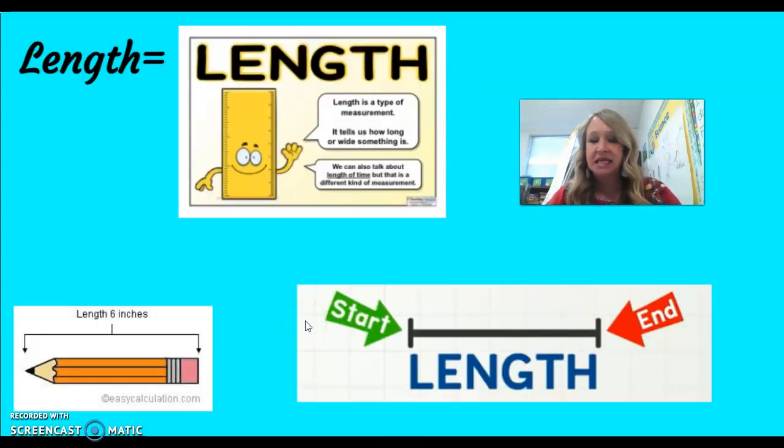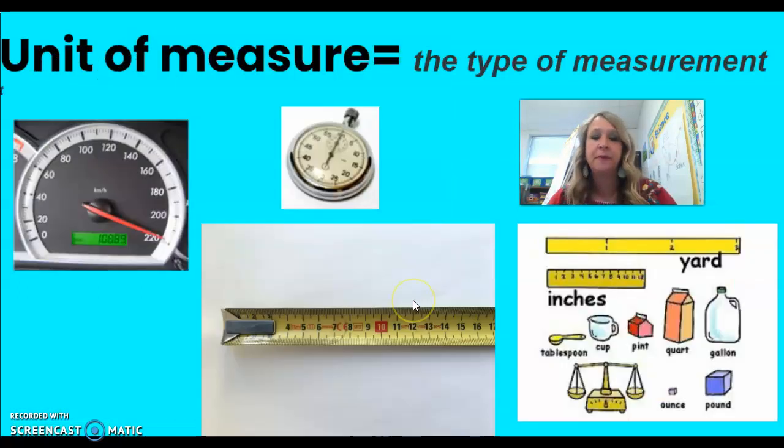Length. Say length. Length is a type of measurement. It tells us how long or how wide something is. This pencil is 6 inches. That's the length of that pencil. Unit of measure. Say unit of measure. We can measure speed, time, length, weight, height.